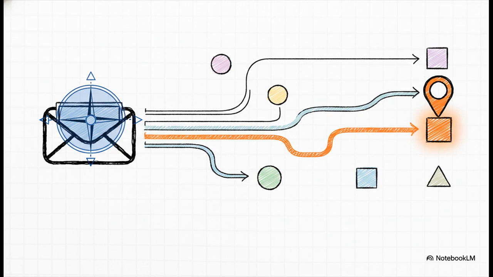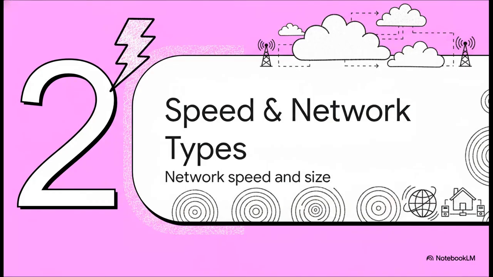The easiest way to remember this is to think of layer 3 as the GPS for your data. It looks at the destination IP address and figures out the best possible path for your packets to take to get where they're going. And that whole process is called routing. Oh, right. Let's build on that.